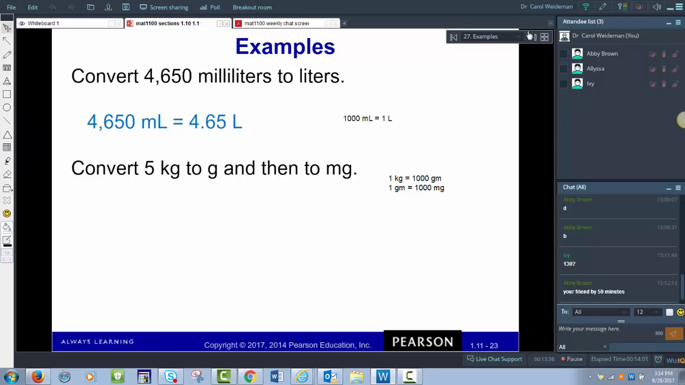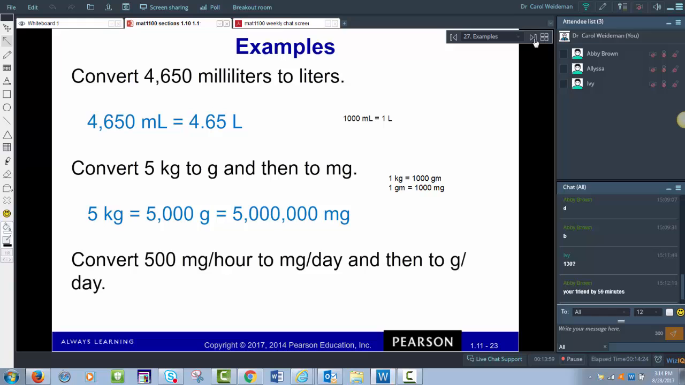So what did I do to convert? I simply multiplied. I took 5 times 1,000 and I got 5,000 grams, and then I multiplied again by 1,000 to get 5 million milligrams. So again, notice the large answer here because I'm going to a much smaller unit than I started with. This way I went the opposite way. I went from a very small unit to a large unit, so my final answer was a smaller number.